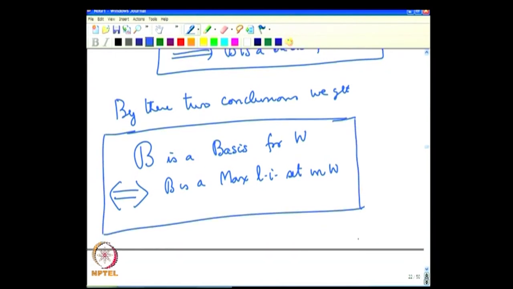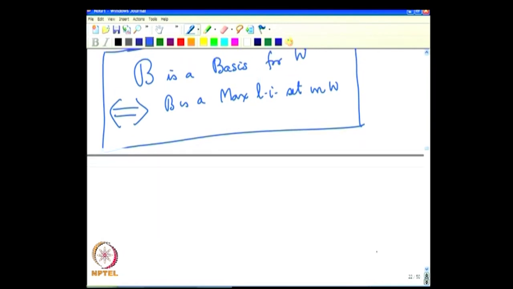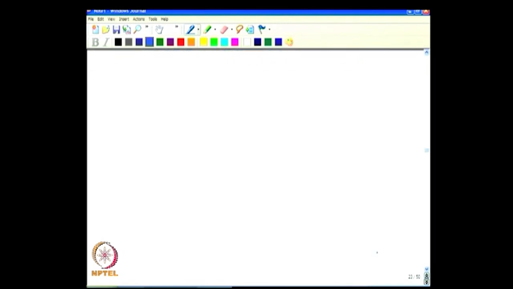So, this is a very important observation about basis. In other words, it is a sort of optimal size for a linearly independent set. It is an optimally sized spanning set, because it is going to span the whole space. So, it is this property, you will just make a note, we will not prove this.